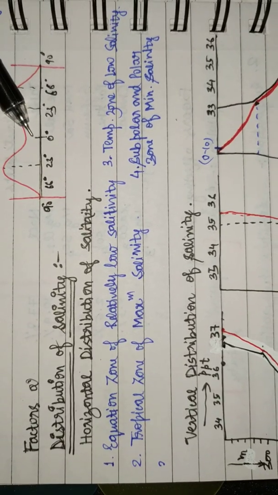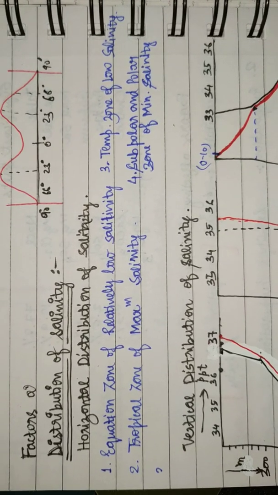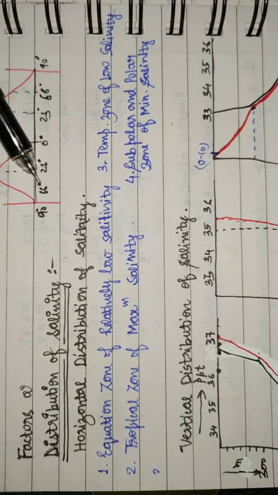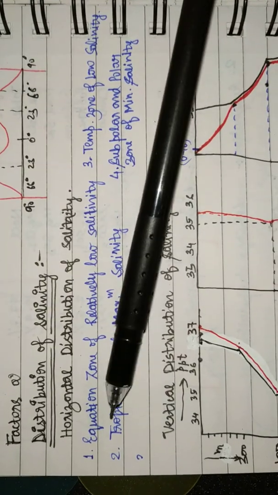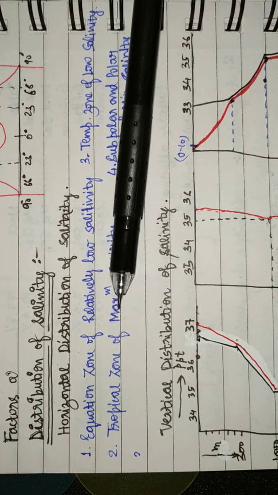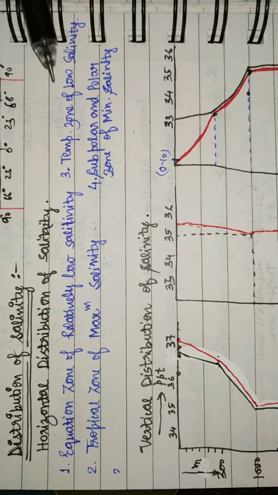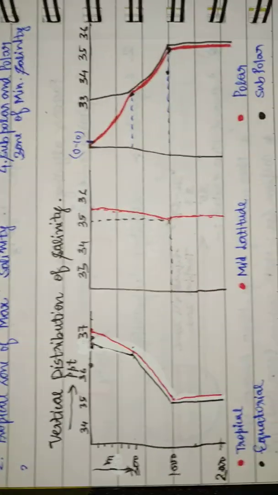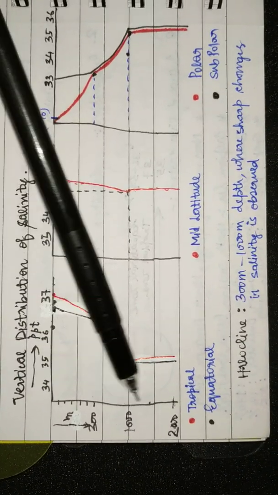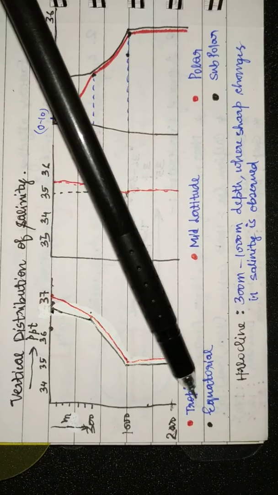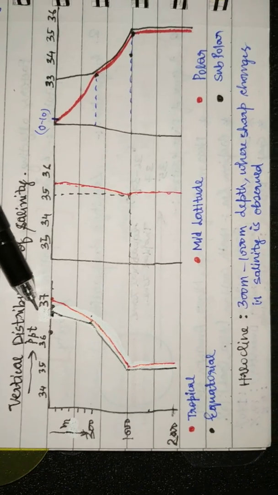Okay, now as we move towards the tropics, as I've already told, the salinity is maximum, then in the middle latitudes it's lesser, and in the poles the salinity is the least. So the equatorial zone has relatively low salinity, the tropical zone has maximum salinity, the temperate zone has low salinity, and the subpolar and polar zone has minimum salinity. Now next, let's see the vertical distribution of salinity, right? Now if we compare vertically, 300 meter, 2000 meter, with respect to the salinity, here ppt represents parts per thousand.